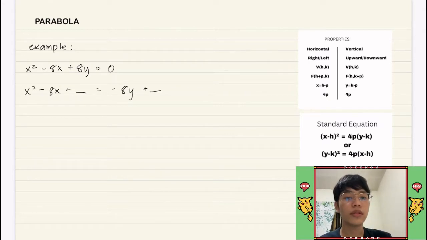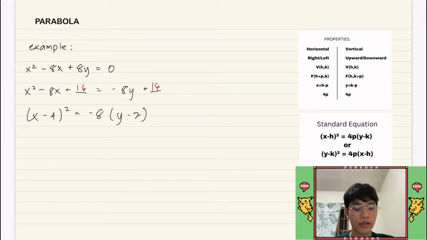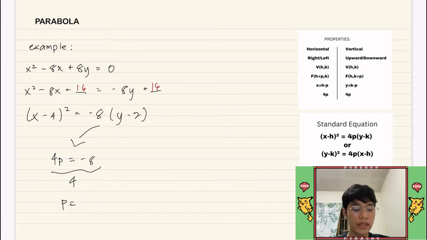So in order to find the perfect square number, we must divide 8 by 2 and square it. So 8 divided by 2 is 4 and 4 squared is 16. So as we add 16 on the left side, we must also add the same on the other side. And now we can factor out the equations, giving us x minus 4 quantity squared equals 8 times the quantity y minus 2. So as you can see, negative 8 is 4p. So we can divide it by 4 to find p. So p is equal to negative 2.